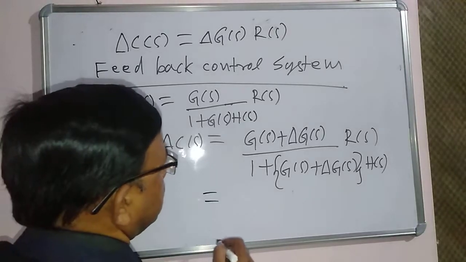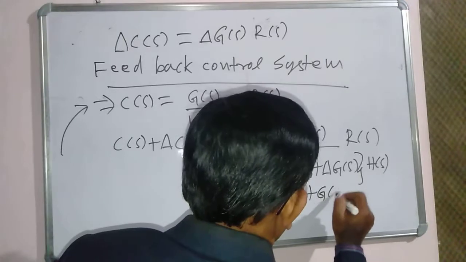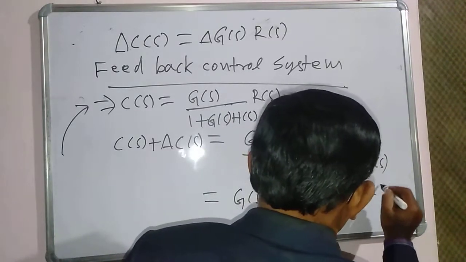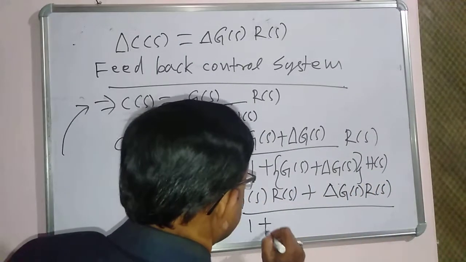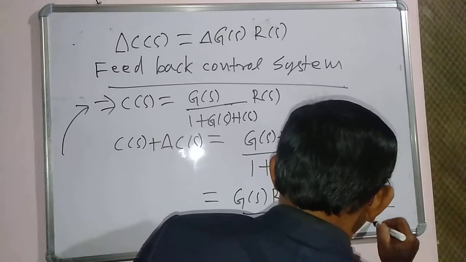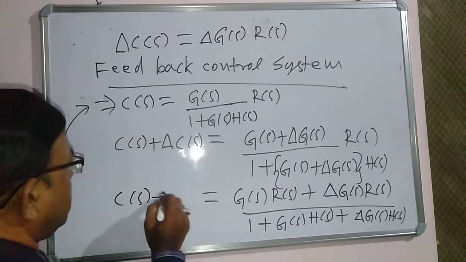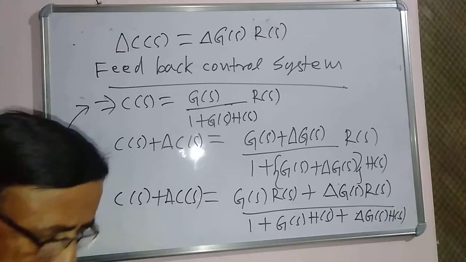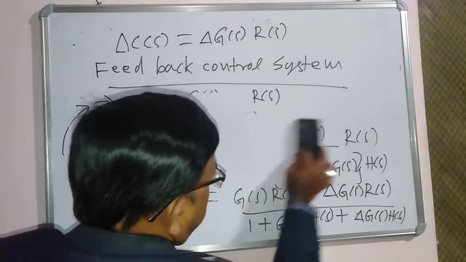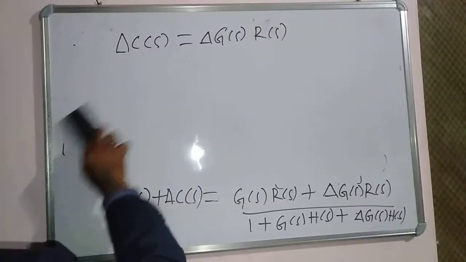So which is equal to G of S into R of S plus del G of S into R of S divided by 1 plus G of S into H of S plus del G of S into H of S. So this is your C of S plus del C of S. So now let us simplify this equation.